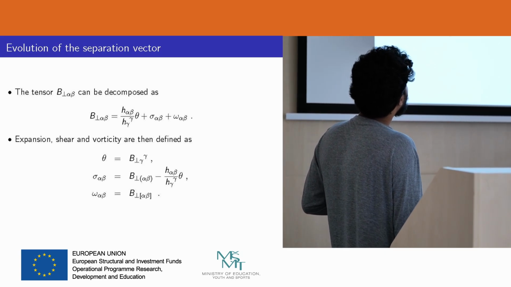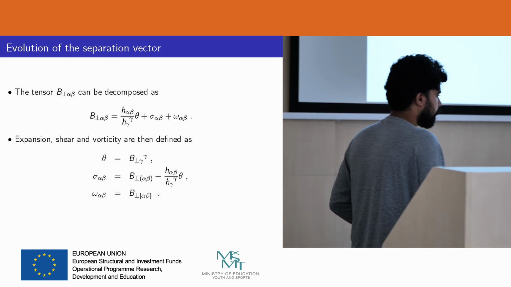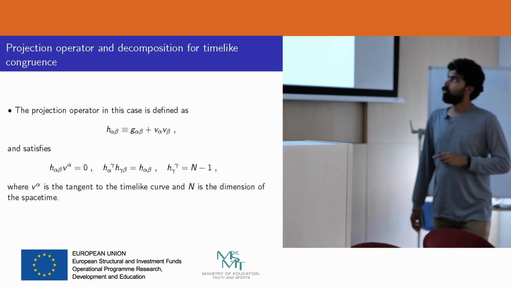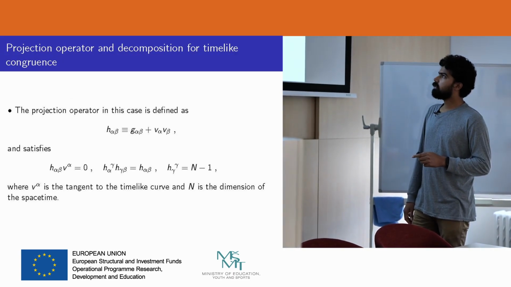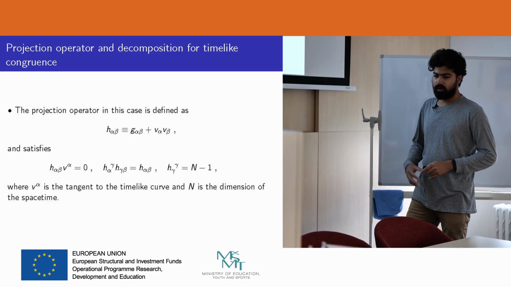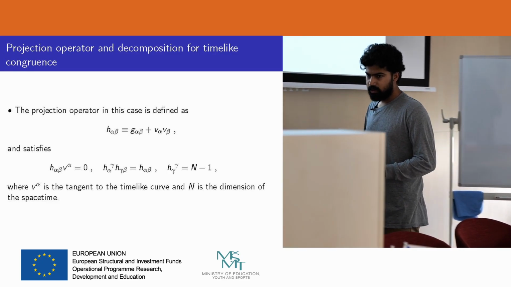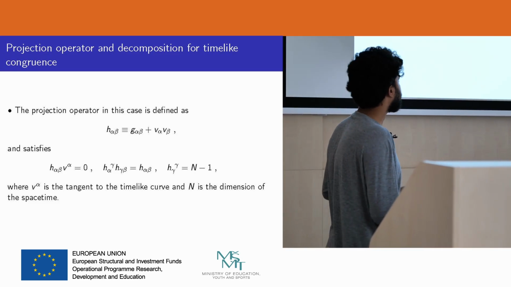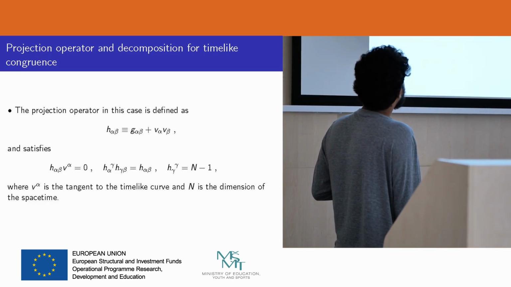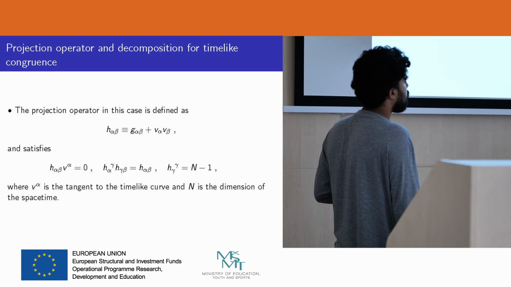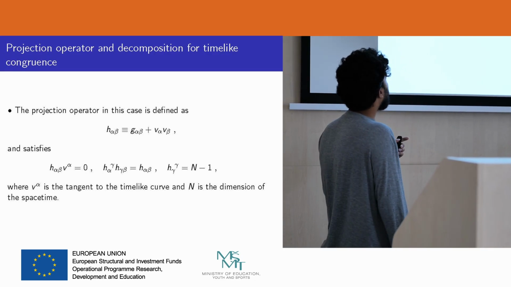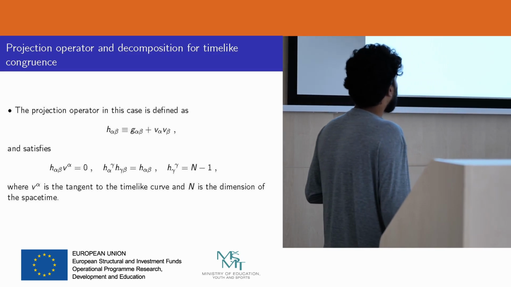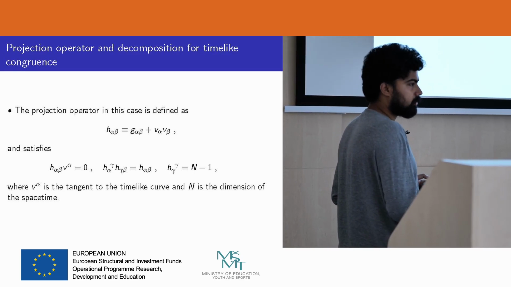So now what we have to define? We have to define a projection operator for time-like congruences. So here, if we use this operator, then we can project the tensor B onto the hypersurface orthogonal to the direction of flow, and we have this relation, which has to be satisfied. So this operator is itself perpendicular along the perpendicular to the direction of flow.